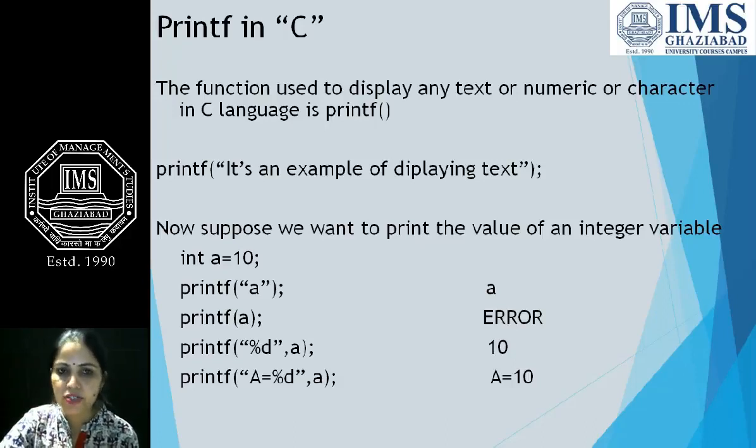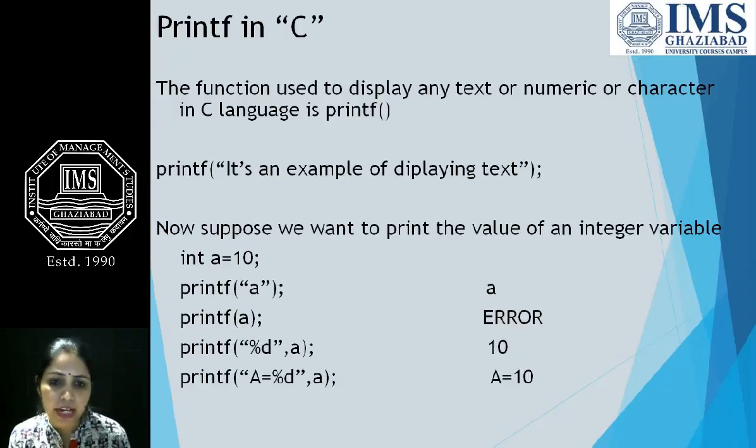Now this function is used to display any text, numeric or character in the C language. For example, here I've written printf "It's an example of displaying text". Anything that is enclosed within double quotes is displayed as it is on the output screen. So here, what I have written would be displayed as it is onto the output screen. This is a text, it would be printed directly.